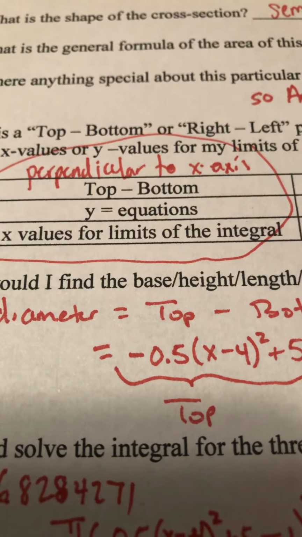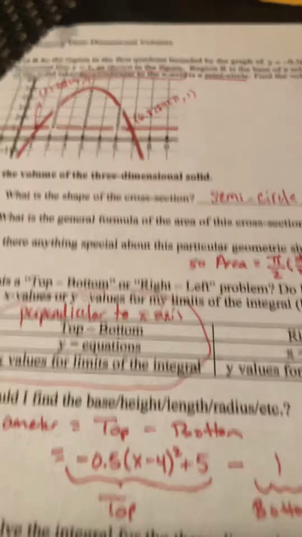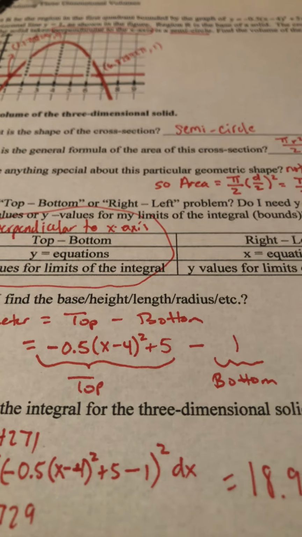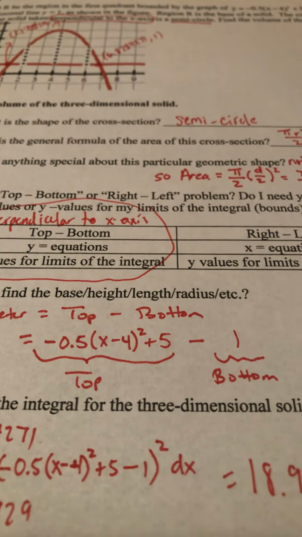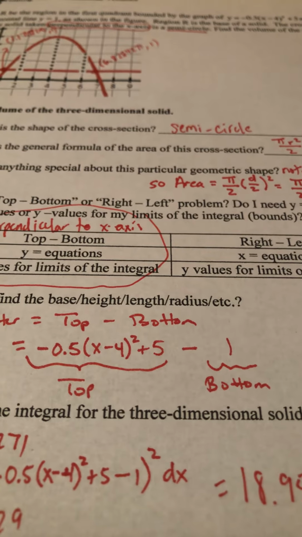So when we're trying to figure out what the diameter is, I'm going to go back to my picture here. The diameter is going to be whatever this top equation is, which is the parabola, minus this bottom equation, which is the y equals 1. So we say the diameter is the top minus the bottom. So the top equation is the parabola. The bottom equation is 1, and that is our diameter. So let's go to solve this problem.